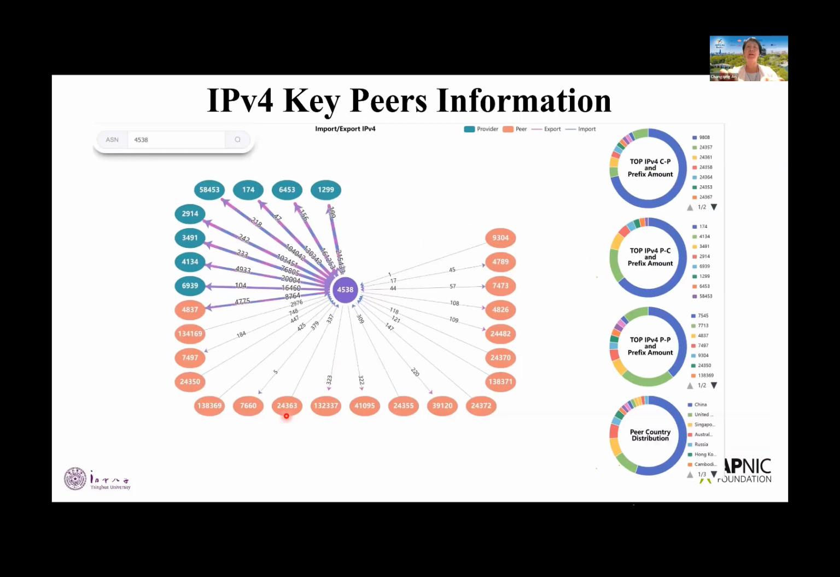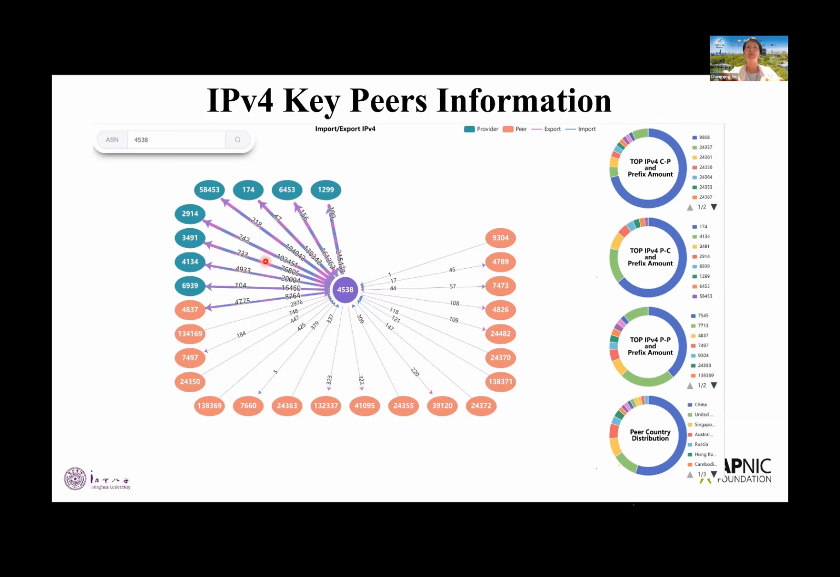For a particular AS, this picture shows the key partners of it. The blue nodes are the providers of it. The orange nodes are the peers of it. The number on the line is the number of prefixes it exports or imports from the partners. This number is the prefix number it exported to this peer, and this number is the prefix number it imported from this peer.